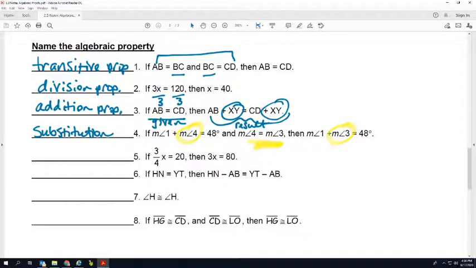All right, next we have if 3/4 x equals 20, then 3x equals 80. So I had 3/4 x equals 20. I'm pretty sure what we've done is multiplied both sides by 4, because that would take care of this division by 4. So that gave us 3x equals 80. So that was the multiplication property. We multiplied both sides by 4.